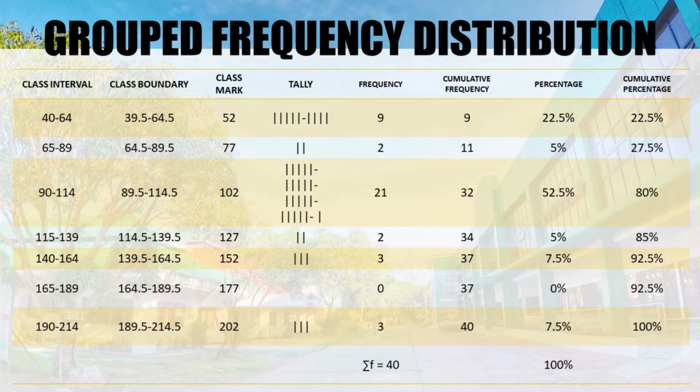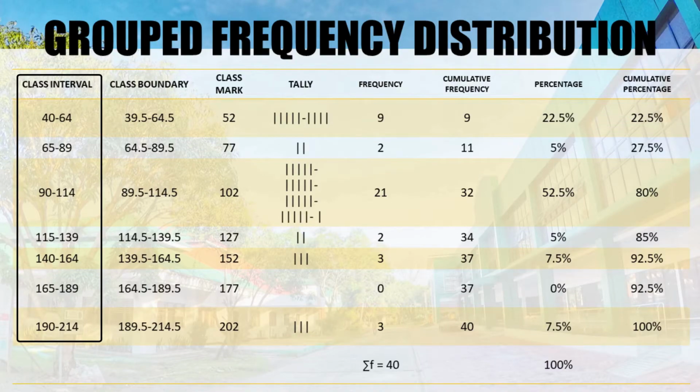For the number of class, we use the formula 1 plus 3.322 log n, in which n stands for number of data. For approximated class width, the highest data minus lowest data divided by number of class, and you will get the approximated class width. In class interval, we start from the lowest data and add the approximated class width until we reach the highest data.